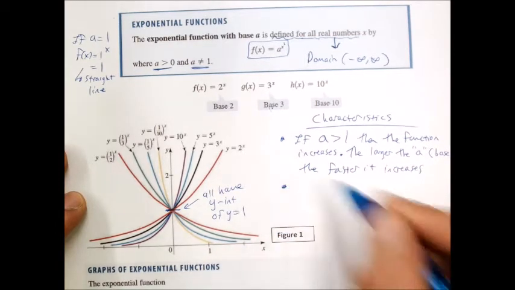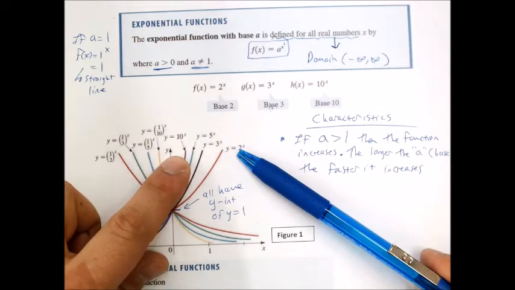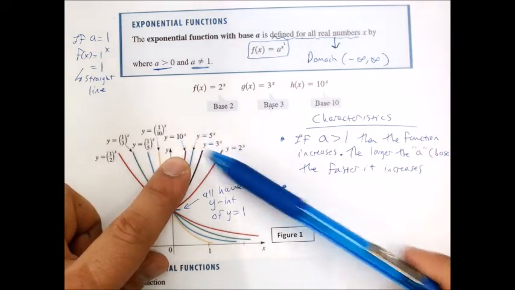And that should make sense, right? If you raise 2 to a power, that's going to be less than if you raise 10 to a power. And that's literally what this graph is showing us right here. 2 to the x is less than 10 to the x.